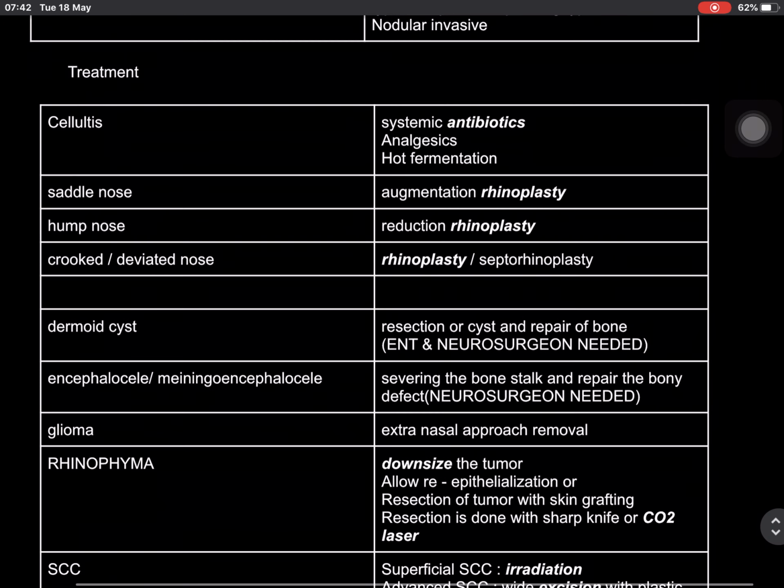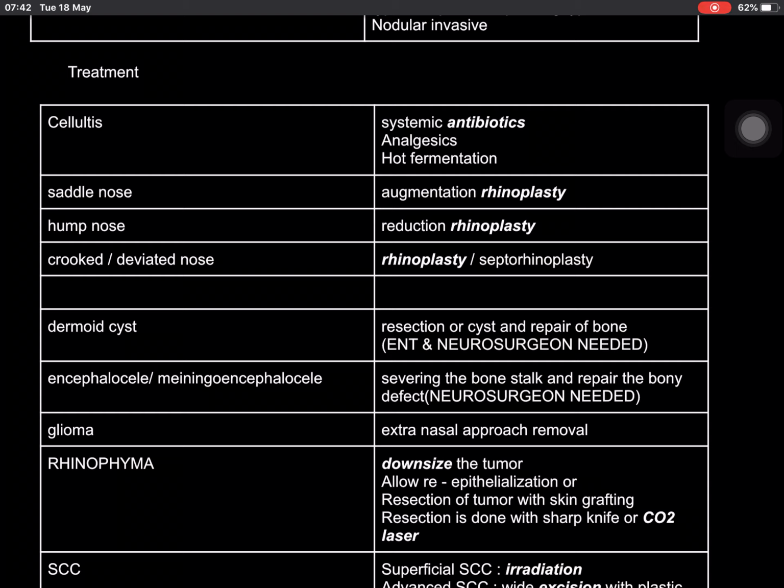Treatment for cellulitis is like other infections, so systemic antibiotics. It's a painful condition, so we give analgesics and hot fermentation. Hot fermentation is nothing but asking the patient to take an iron box, heat up a cloth, and put it on his nose.